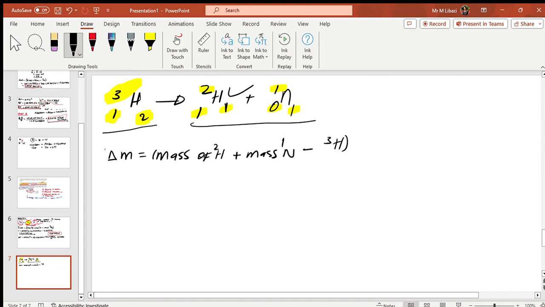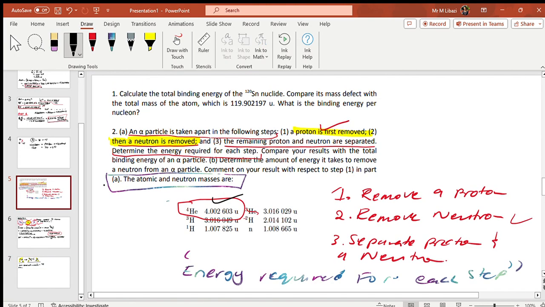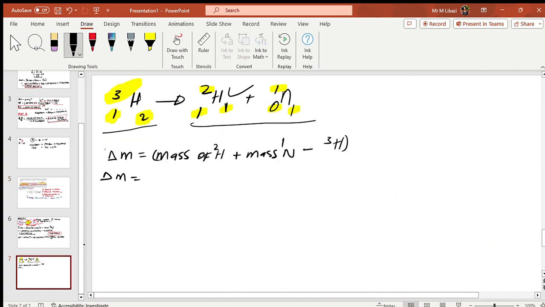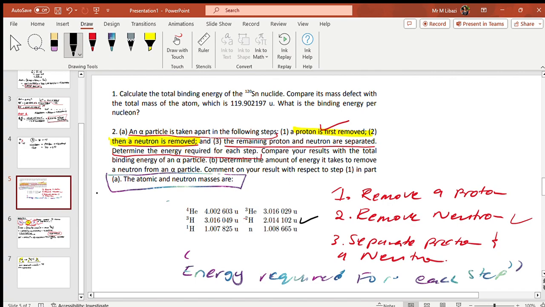So that should be our mass, and then change in m will be mass of your hydrogen by 2. If we come here, we do have 2 hydrogens, and the hydrogen 2 is this one, which is 2.014102 U.